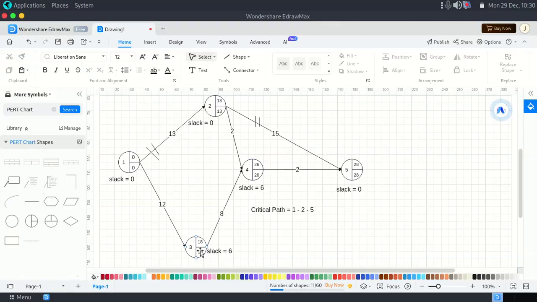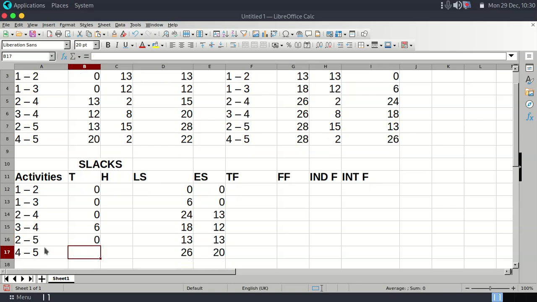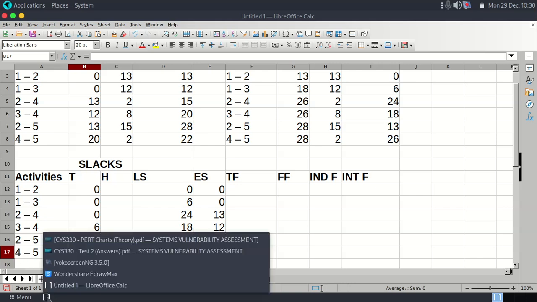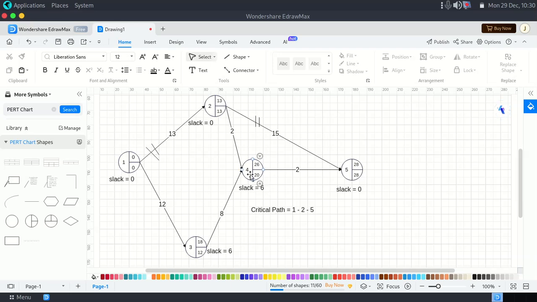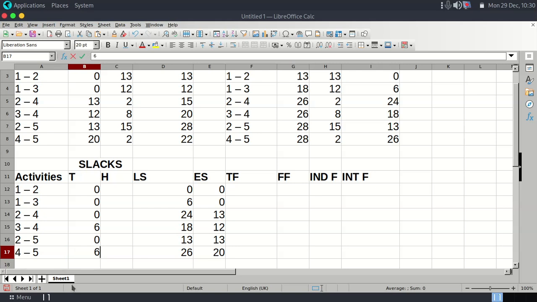So on node 3 we can see that the slack is 6, so there we'll put 6. Lastly, on node 4, we have a slack of 6. So what do we do on node 4? Since we have a slack of 6, we put a 6.